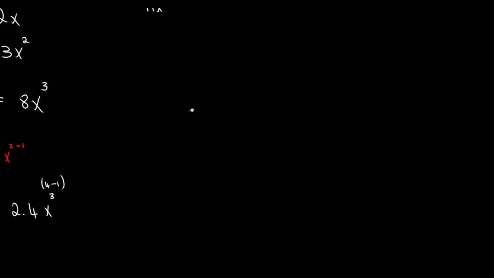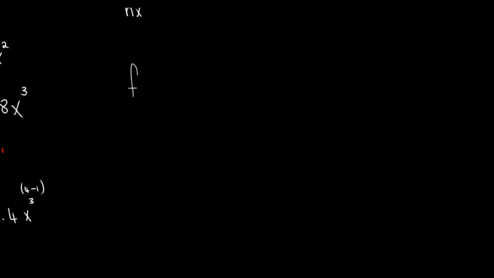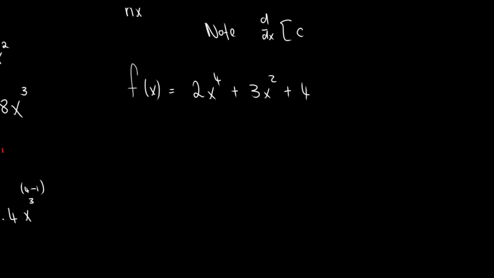So let's do a longer example. Let's say f of x is equal to 2x to the fourth plus 3x squared plus 4. One thing to note in this case: the derivative of any constant is equal to 0. A constant would just be a value without an x, right? So if we look at these values, which one has no x? It's the 4. So the derivative of 4 will be 0.